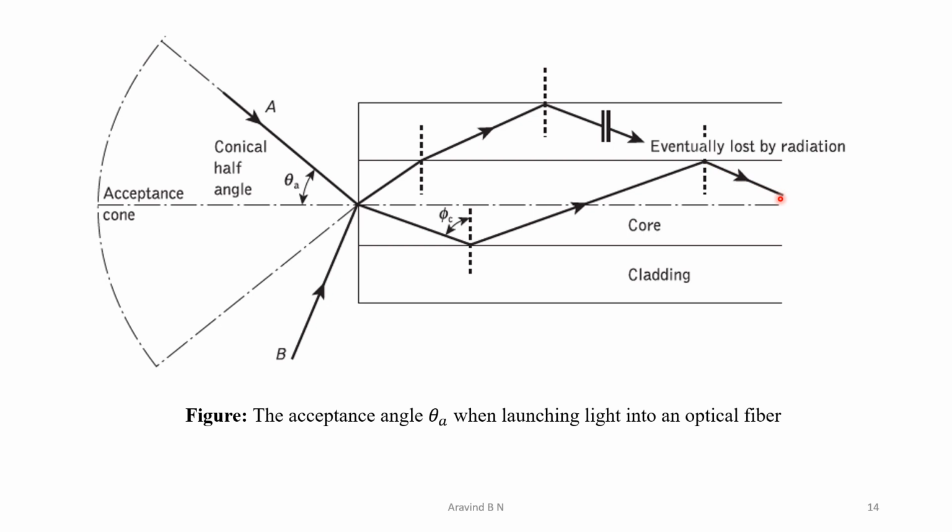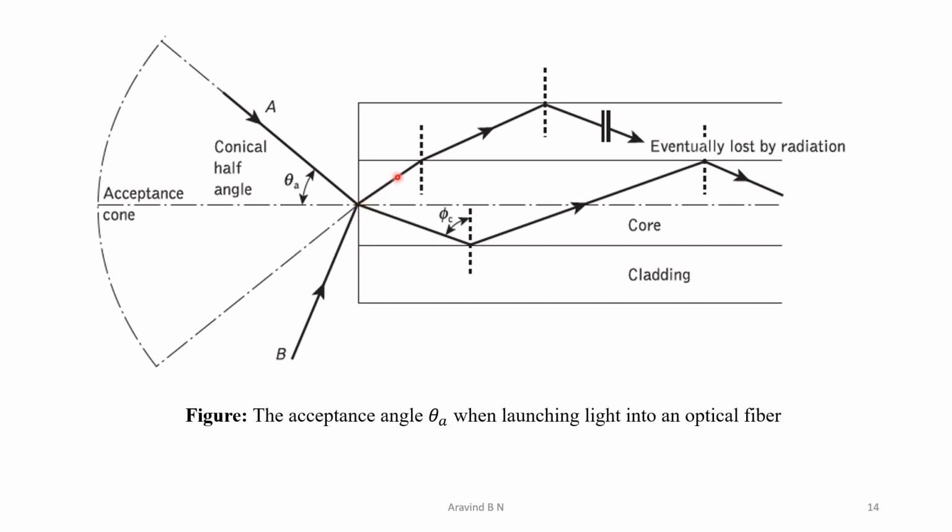Now getting into the concept of one more light signal, that is B. Now B is taking a different angle of incidence which is much higher than A. Now B is entering from the same point, that's the axis, to the optical fiber. So due to the concept of difference in the refractive index, again it has got refracted.